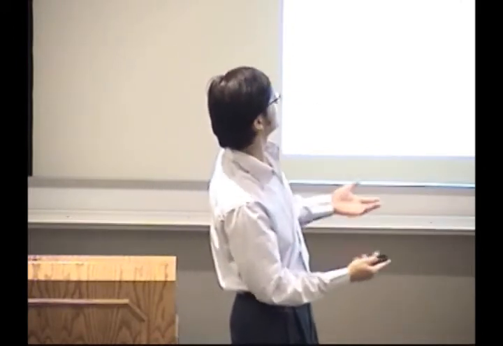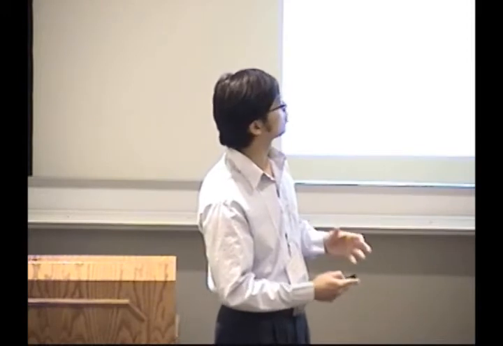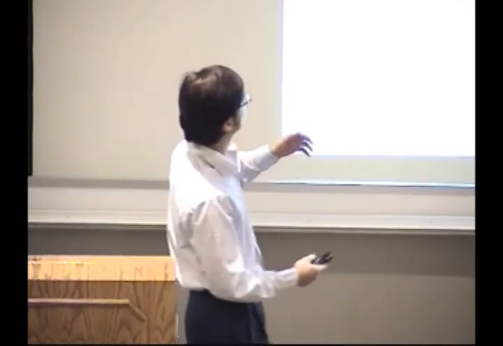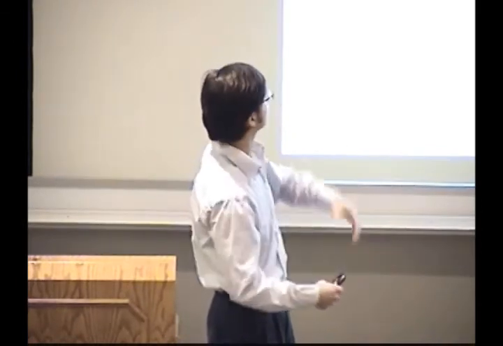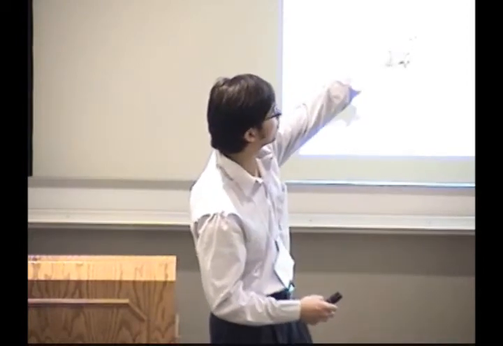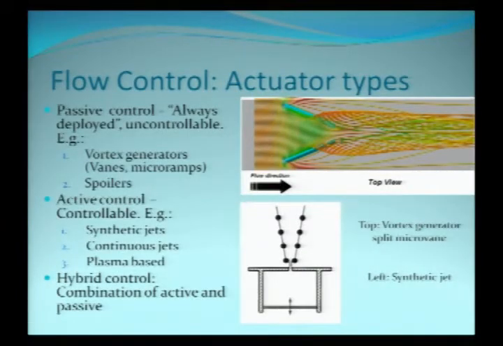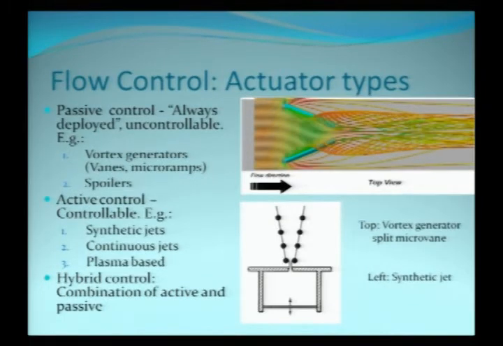There are 3 ways of dividing the actual devices that you use to control the flow: the passive, the active, and then the hybrid control. In passive control, you have an always deployed, uncontrollable device, which is always there, like vortex generators, vanes, microramps. On the top right, you can see the structure of a split microvane, where you have 2 incoming tiny structures placed on the surface, and then you see vorticity being created that leads to flow control. You have spoilers like you see on aircraft or even F1 racing cars.